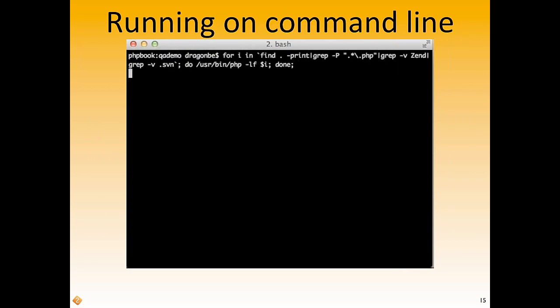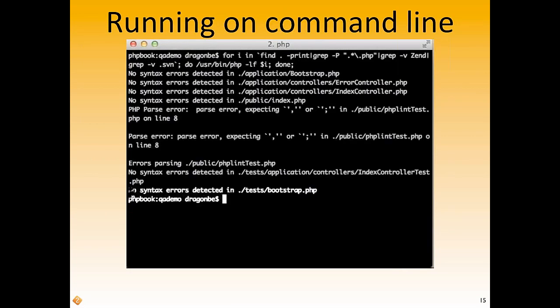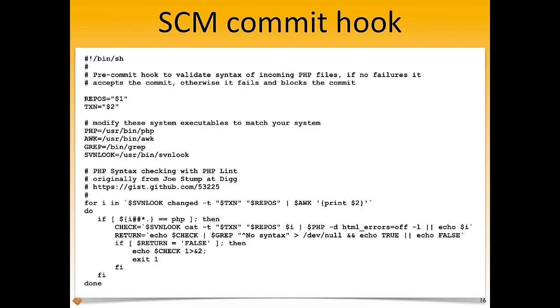So how do you run it on the command line? Very simple. You have a loop, you iterate over some files, you pass them to php -l, and it will say, hey, there is an error. I either expect a comma or a semicolon in the PHP test file. But like I said, it's also easy to put it in as an SCM hook, so broken code does not enter your system. This is a simple example. No worries, the slides will be available, the source code will be available, so no need to write everything down at this point.